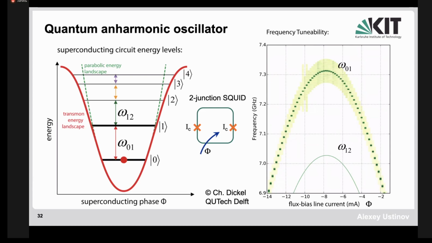And then these are the energy levels of this transmon. This is the 0-1 transition. This is the 1-2 transition. You see, anharmonicity is quite appreciable. It's a few percent, which is quite good.